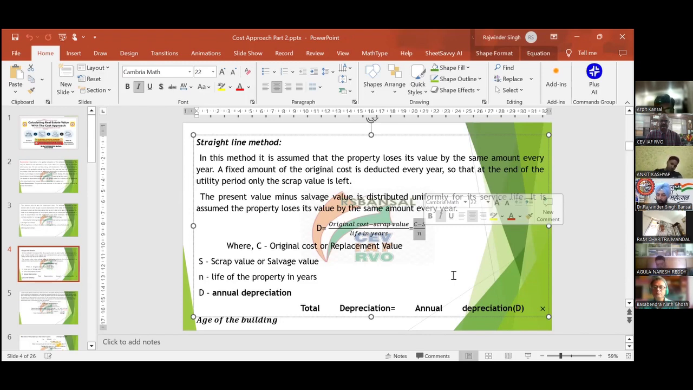You can use it for any type of asset, may it be building, plant and machinery, or whatever type of asset you are using. In case of plant and machinery, life will be 5 to 20 years at the most. Otherwise, other things will remain the same. Any doubt about this method?